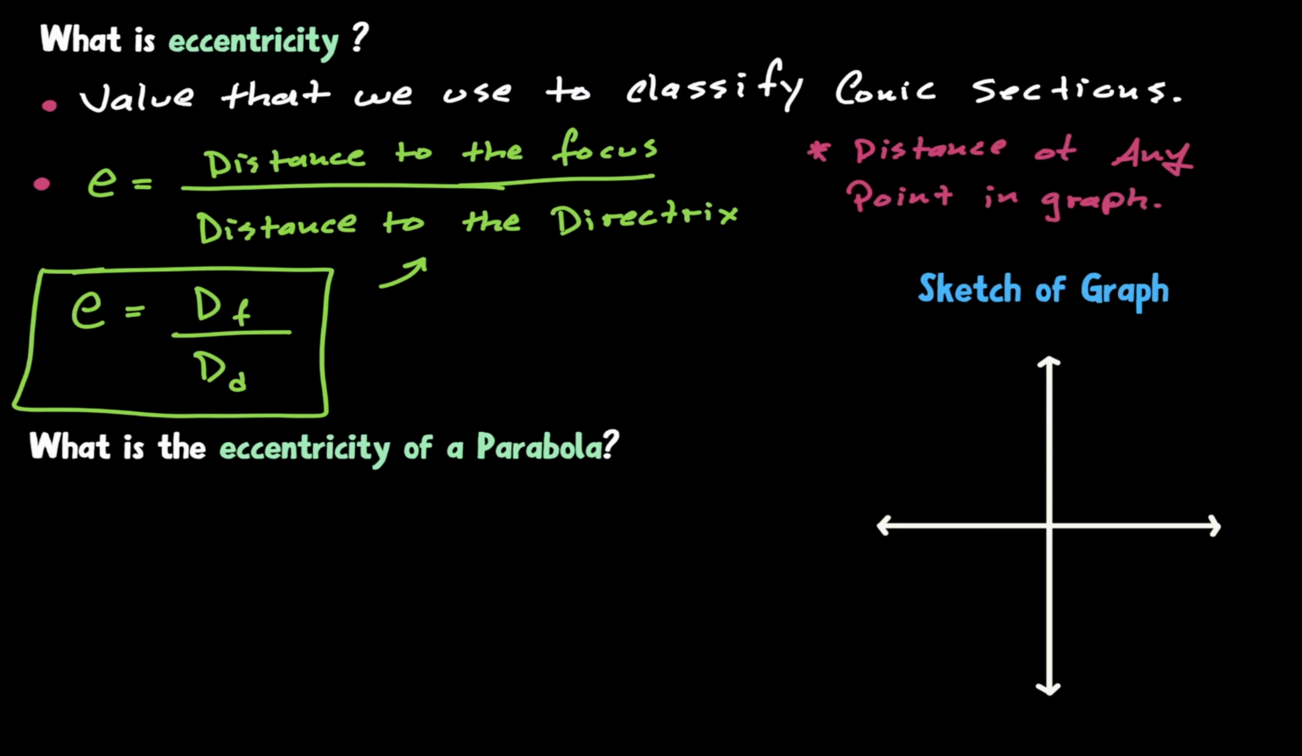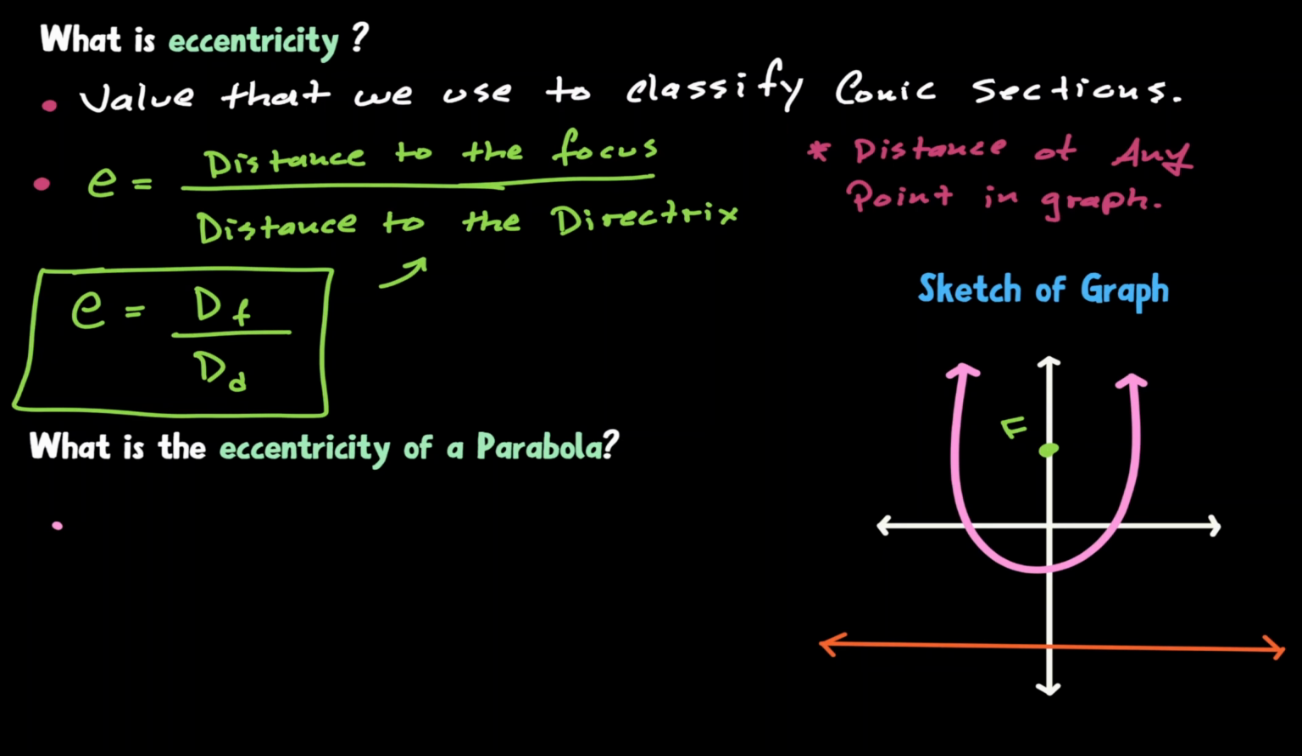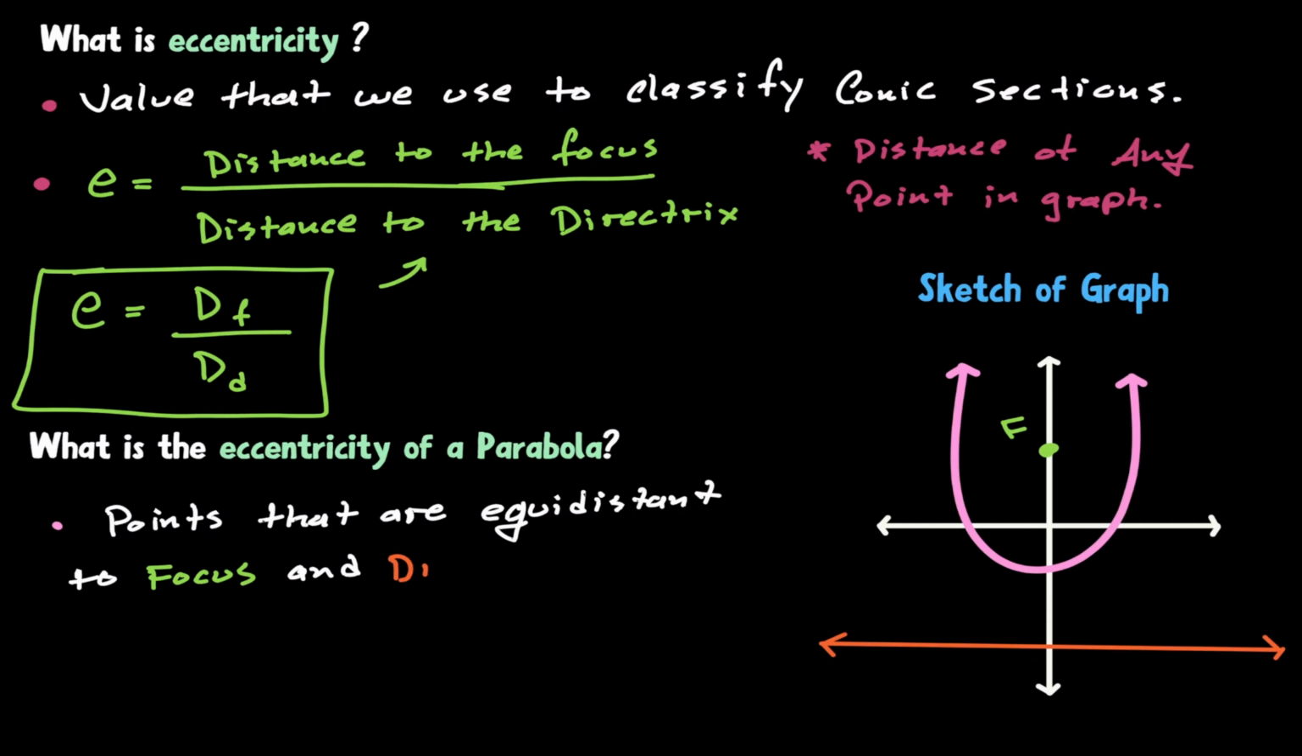So let me just sketch a random parabola. And let's say that the focus is here, and let's say the directrix is somewhere down here. Well, remember that we define a parabola as a collection of points that are equidistant to the focus and directrix. So if we choose any point in this graph and we measure the distance that it has to the focus, it should be the same as the one that it has to the directrix.